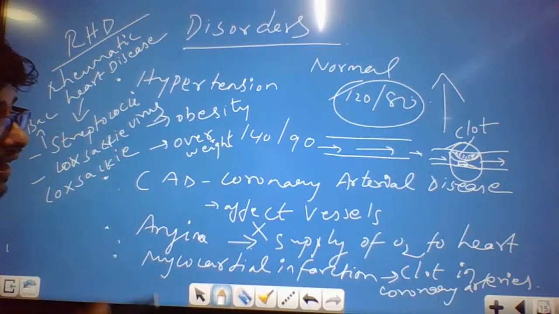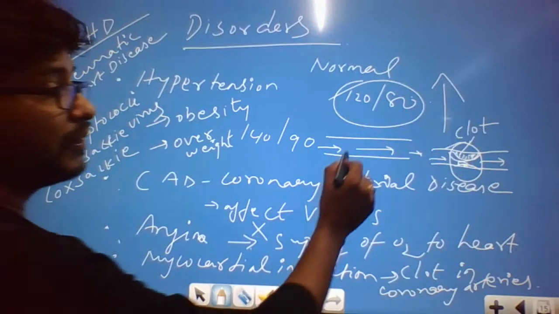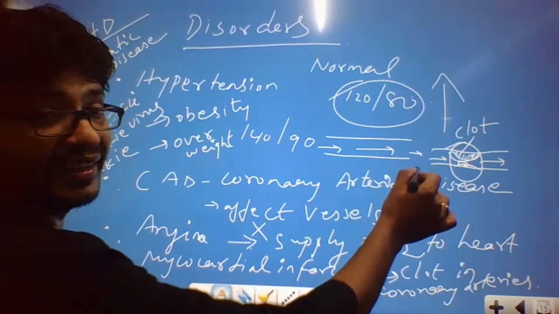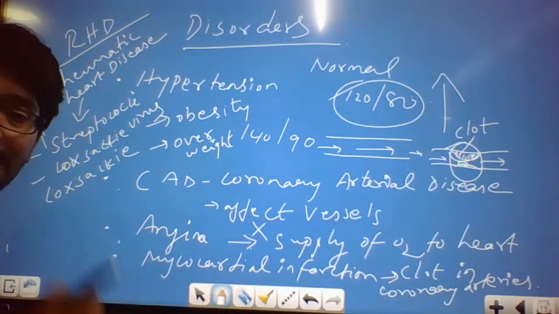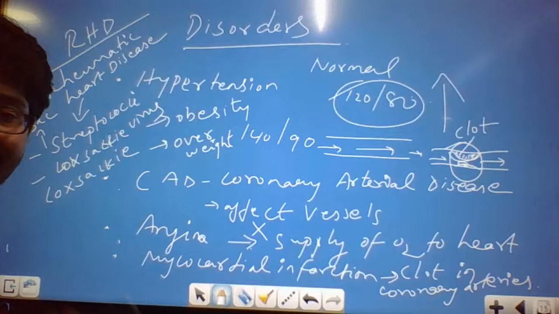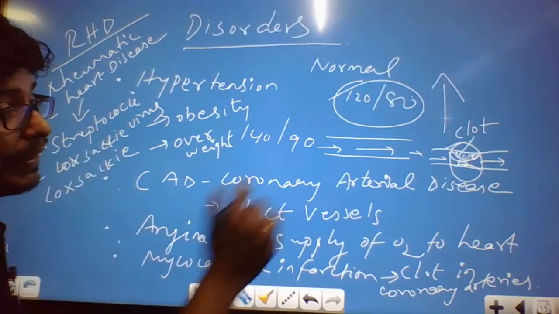Cardiac arrest. Cardiac arrest is more like a myocardial infarction, where the normal blood supply is somewhere getting arrested, getting blocked. The normal functioning is not happening. That is actually called cardiac arrest.